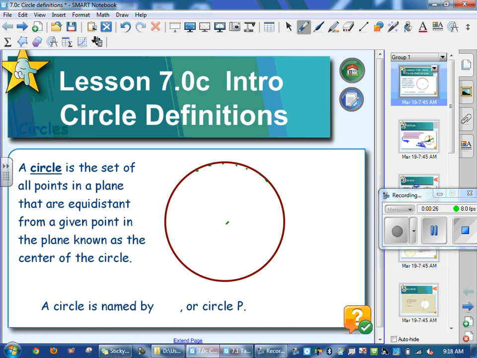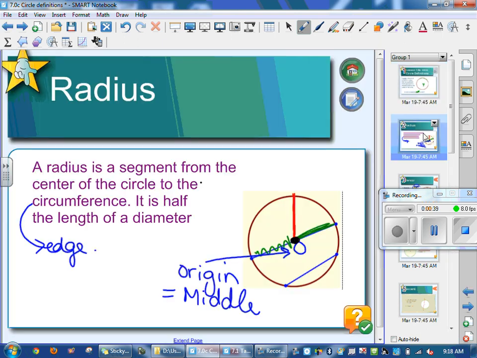So, a circle is named by the center, or circle P. Okay, so if I put a point P there, that will be circle P. Okay? Next, we have radius.